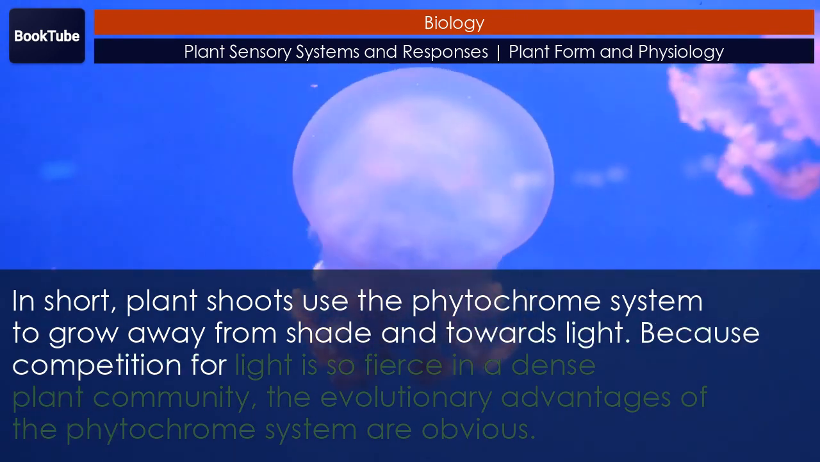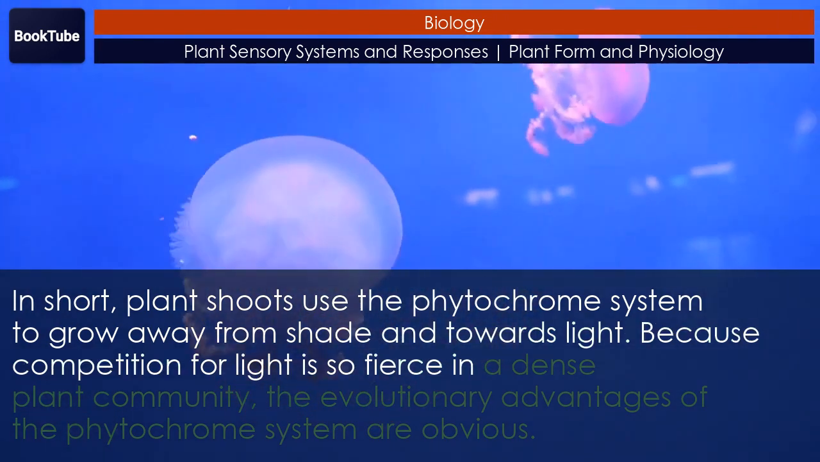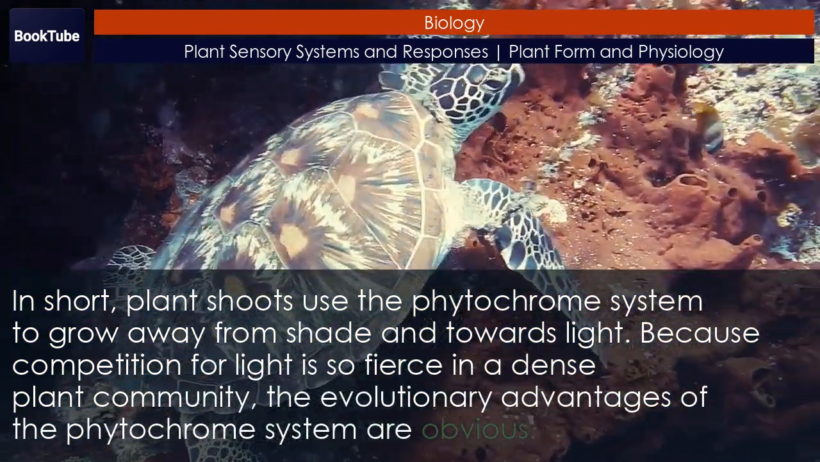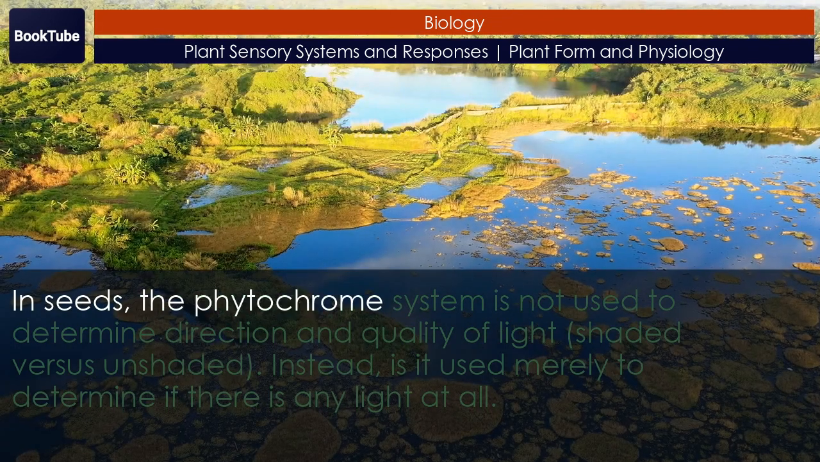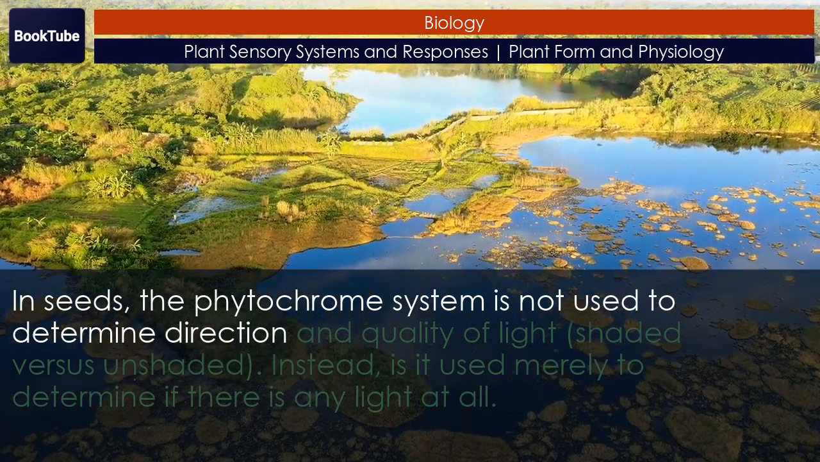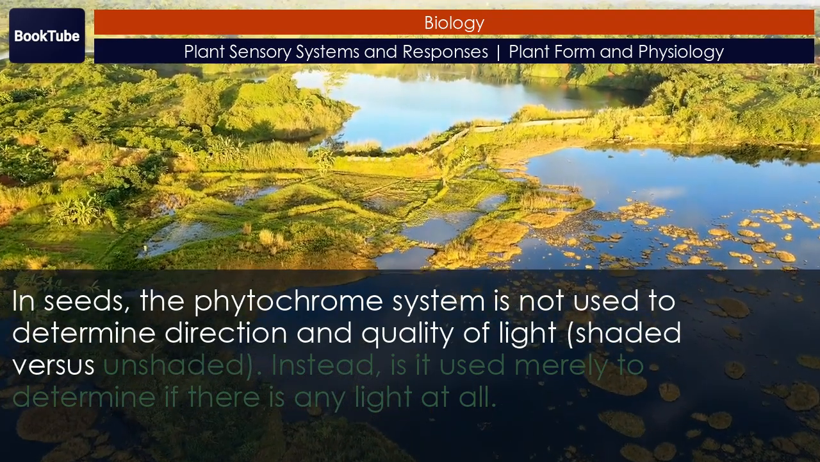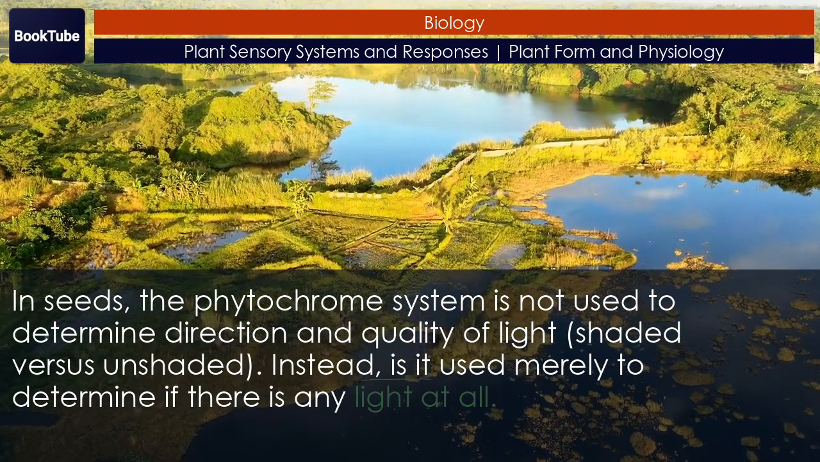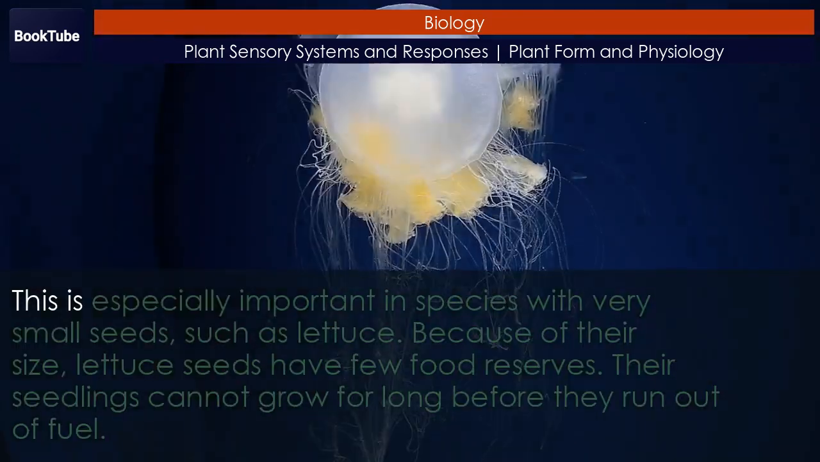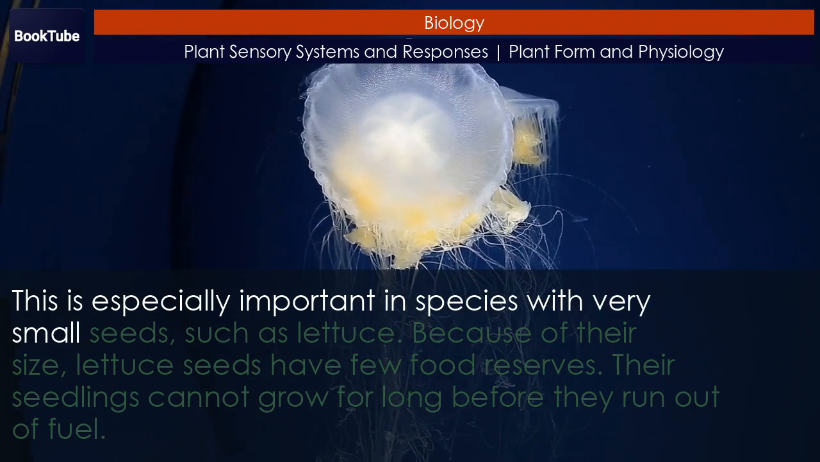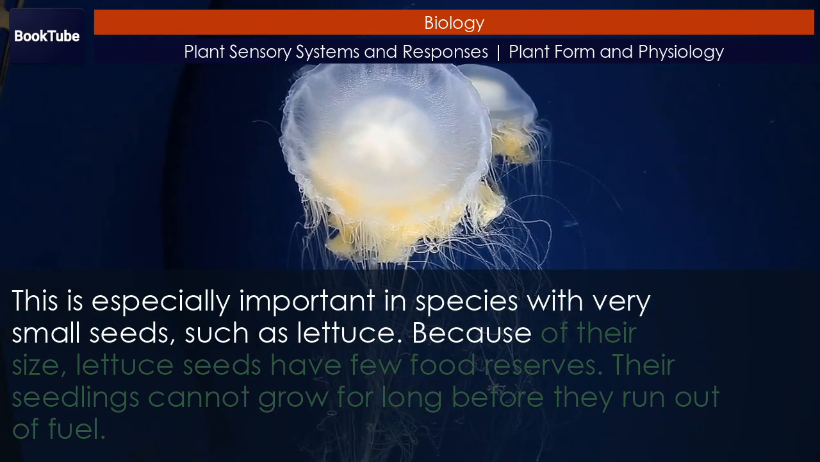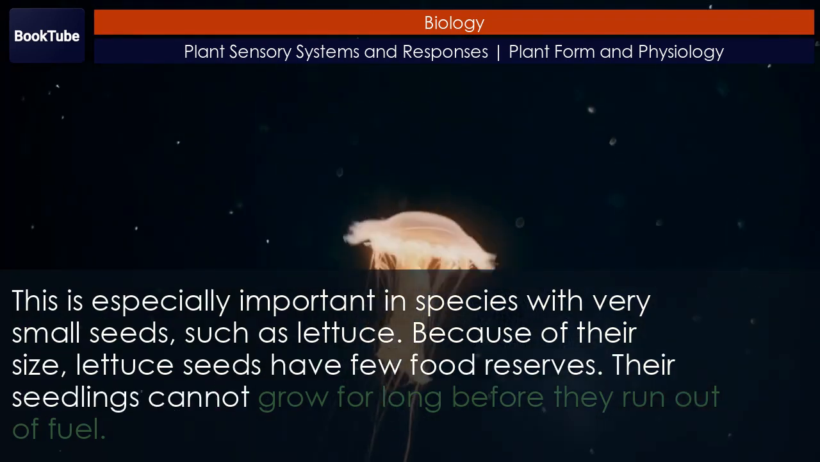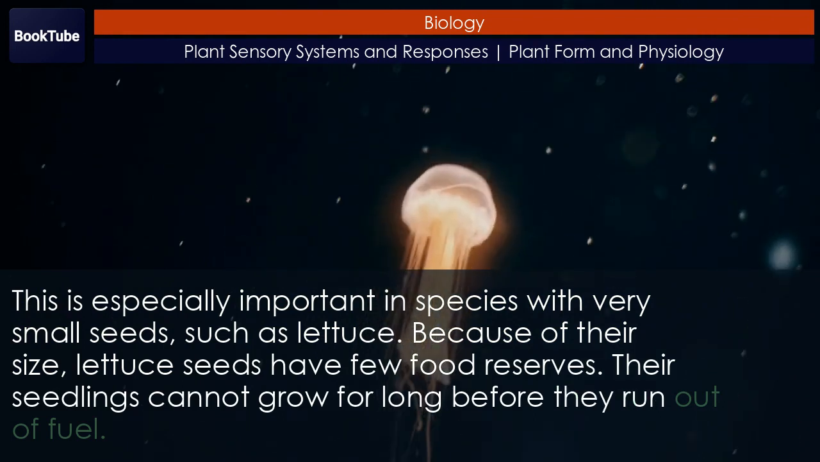Because competition for light is so fierce in a dense plant community, the evolutionary advantages of the phytochrome system are obvious. In seeds, the phytochrome system is not used to determine direction and quality of light, shaded versus unshaded. Instead, it is used merely to determine if there is any light at all. This is especially important in species with very small seeds, such as lettuce. Because of their size, lettuce seeds have few food reserves. Their seedlings cannot grow for long before they run out of fuel.